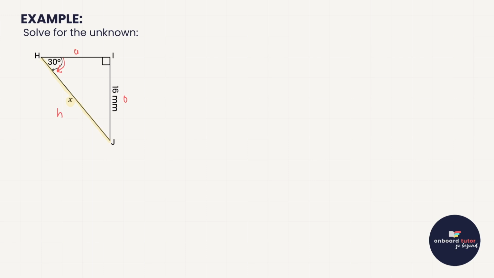Then just for my own reference, I'm going to write down SOH CAH TOA, because that's going to come in handy when we come to that part of the question. And now I'm going to follow my little rhyme: the side I want, X, over the side I have. Between those two, I've been given 16 millimeters there. So X over 16 is equal to something.